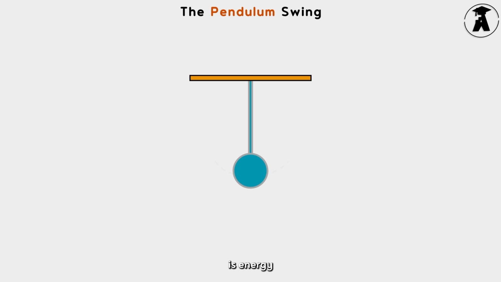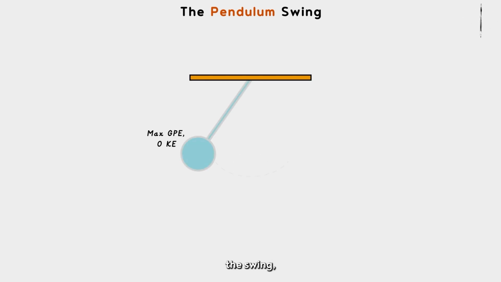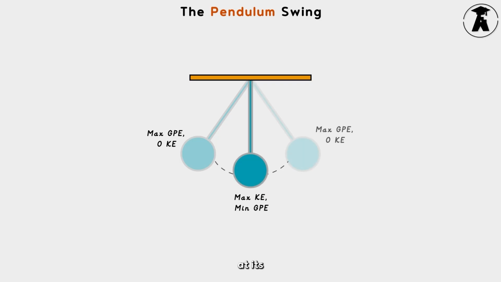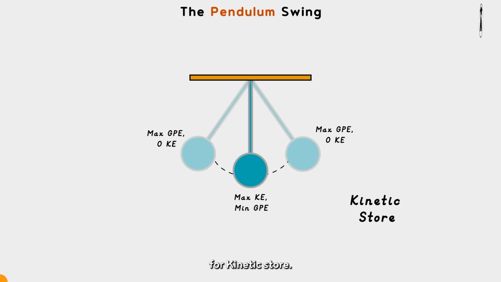A pendulum is energy conservation in constant motion. At the highest points of the swing, the energy is all GPE. As it passes through the center at its fastest speed, that energy has been completely swapped for kinetic store.